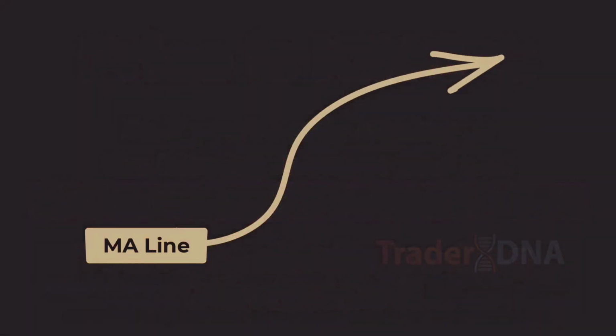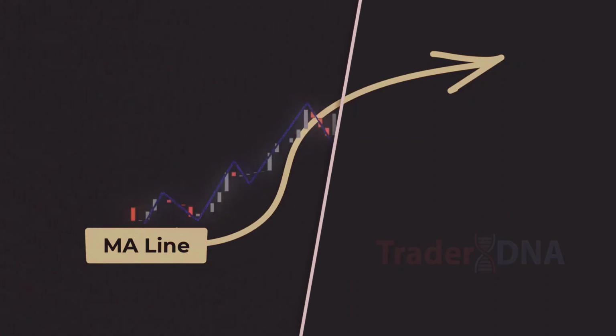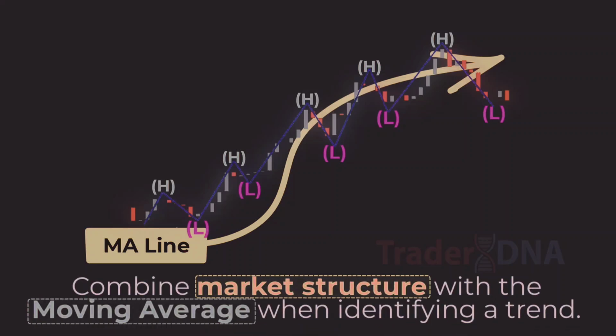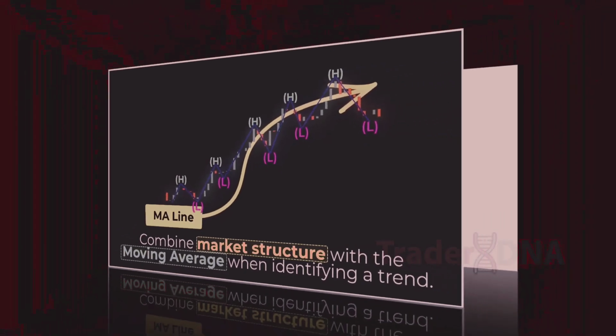The secret is this. You've got to combine the market structure with your moving average. That means looking at how price forms highs, lows, breakouts and pullbacks, and then using the moving average to confirm that structure. Because when you understand both the story that price is telling and how the moving average reacts to it, that's when everything starts to click. You'll start to see real trends, not just random lines on your chart. So tactic number one, and this is a big one, is to combine market structure with the moving average when identifying a trend. Do that, and suddenly your chart stops being confusing and starts telling you exactly what the market is doing.